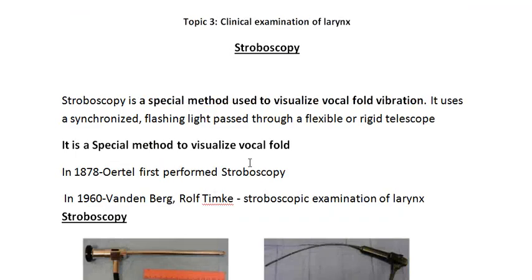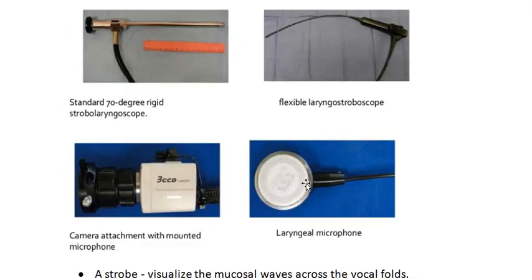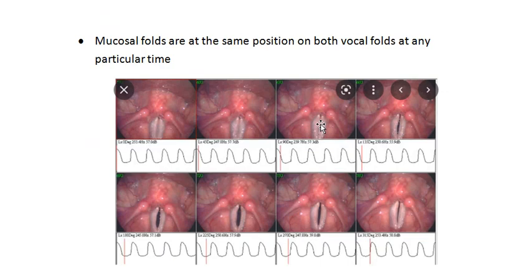So with stroboscopy, using the scopes, camera and microphone, we can pick up the images of this. Dynamic video will be there. This is a still image, and then the wave pattern. What was there before the phonosurgery and after phonosurgery, we can definitely show the patient the improvement.